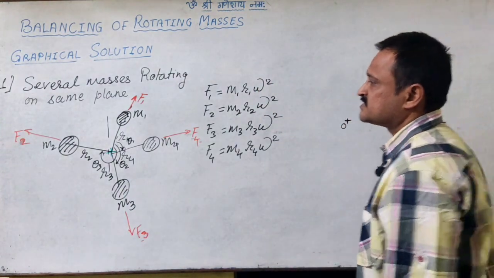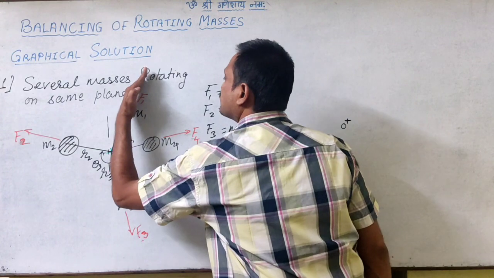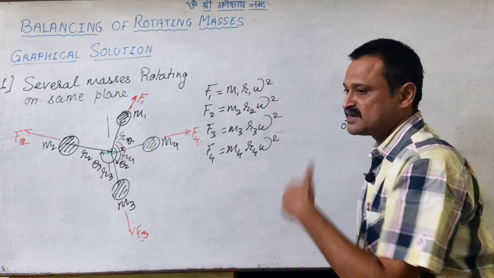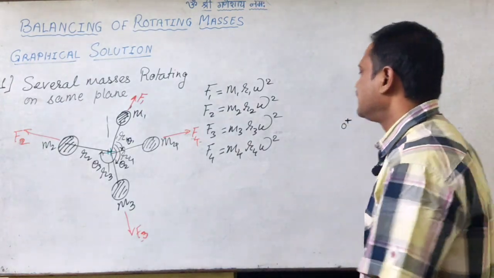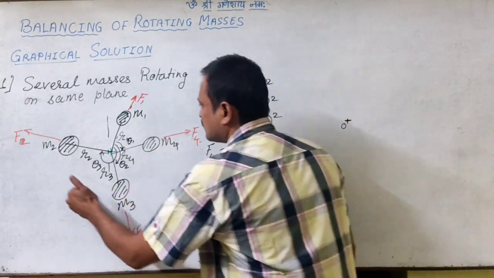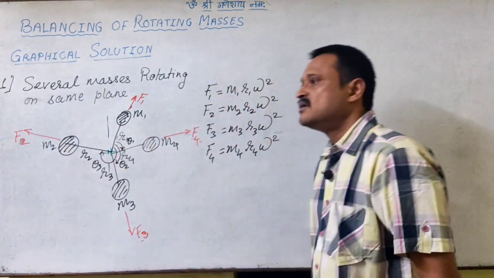Now let us start with this. This force is acting in this direction, so I can draw the vector for F1 of magnitude M1 R1 by selecting a proper scale. I can draw this vector. Let us say we know the magnitudes of all these M1, M2, M3, M4 and R1, R2, R3, R4, right?